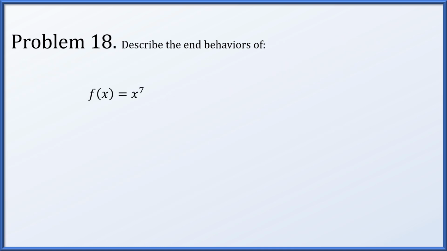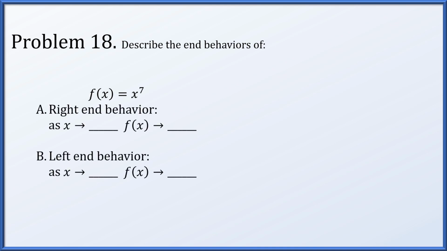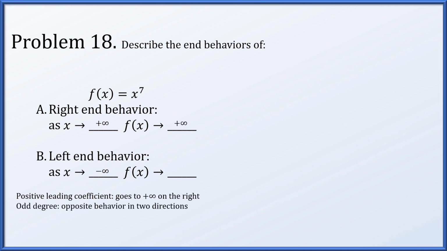Now let's describe the end behaviors of x to the 7th. What's the right end behavior? What's the left end behavior? Well, right means x goes to plus infinity, and left means x goes to minus infinity. So we have a positive leading coefficient, 1 times x to the 7th. That will mean, in any polynomial, that to the right it goes to plus infinity. When we have an odd degree polynomial, it has opposite behavior in the two directions. So on the right, it went to plus infinity, meaning to the left, it goes to minus infinity.